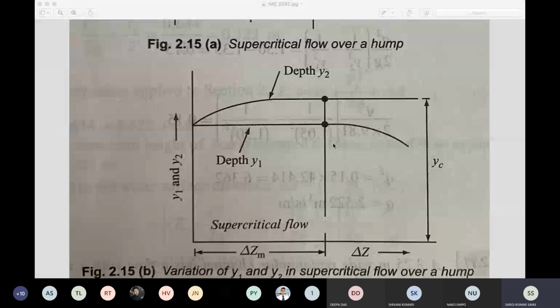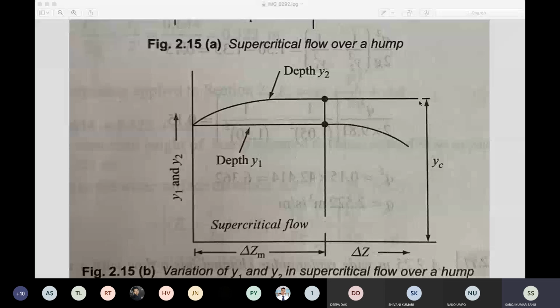And so here this is increasing, and then from here onwards, when we move towards right in the horizontal axis, where delta Z is greater than delta Zm, y1 dash will be lowering to provide additional specific energy. So you see the line is falling, and y2 will remain constant at yc.